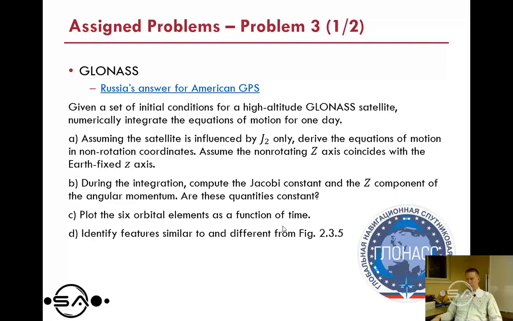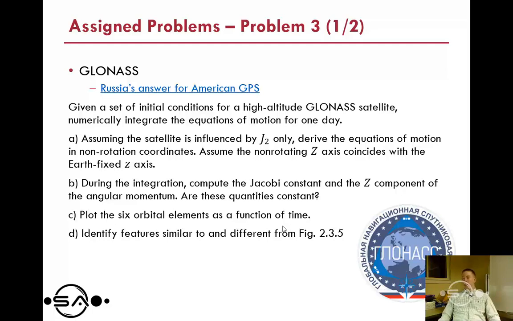GLONASS! Woohoo! Our third problem. Russia's answer to American GPS. Given a set of initial conditions for this high-altitude GLONASS satellite, numerically integrate the equations of motion for one day. So you're going to derive the equations of motion assuming that J2 is our only perturbation, and assume that the non-rotating z-axis coincides with the Earth-fixed z-axis.